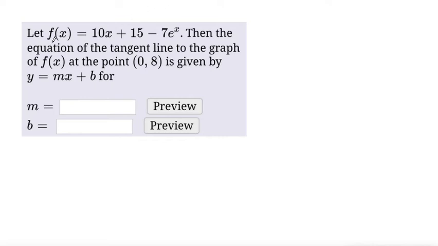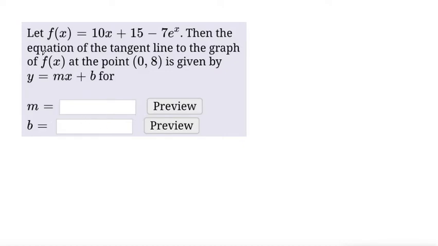So this problem says to let f of x equal 10x plus 15 minus 7e to the power of x. Then the equation of the tangent line to the graph of f of x at the point (0, 8) is given by y is equal to mx plus b, for m is equal to a certain number and b is equal to a certain number.